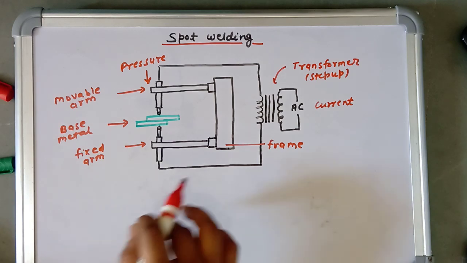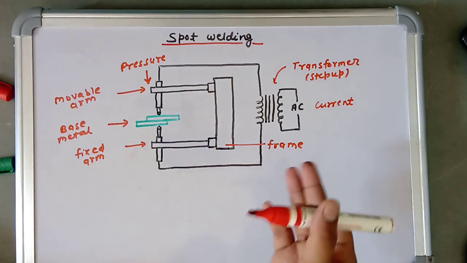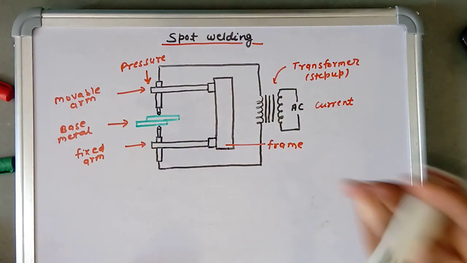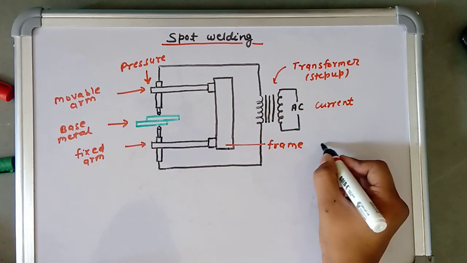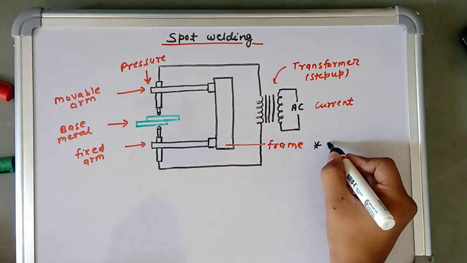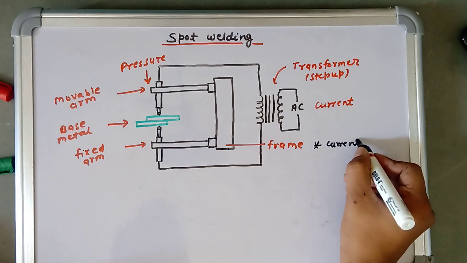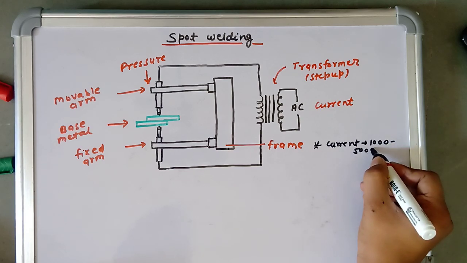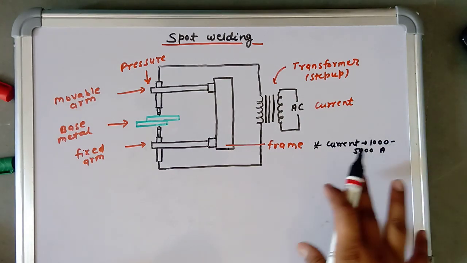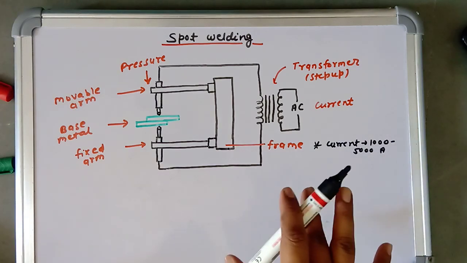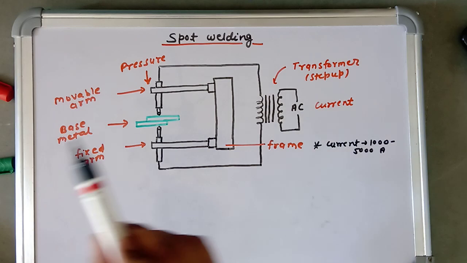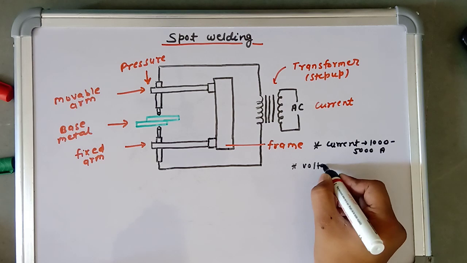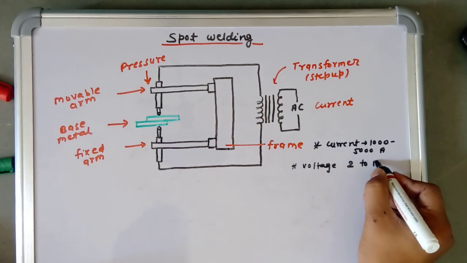Now we will discuss some key points, and the advantages and disadvantages of spot welding. In spot welding we use current between 1000 to 5000 amperes, depending on the thickness of our base metal. And the voltage varies from 2 to 12 volts.